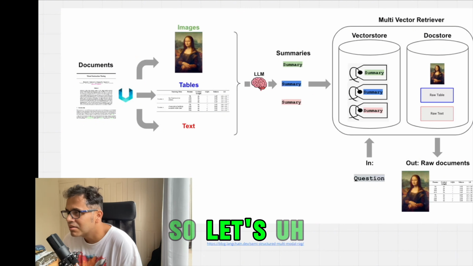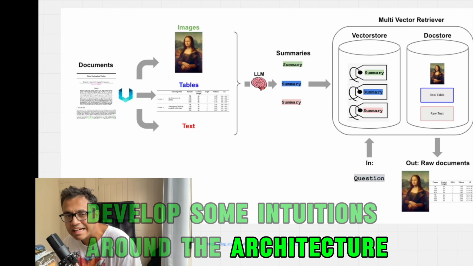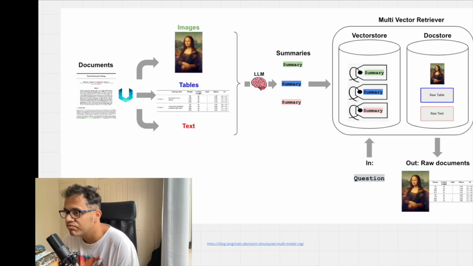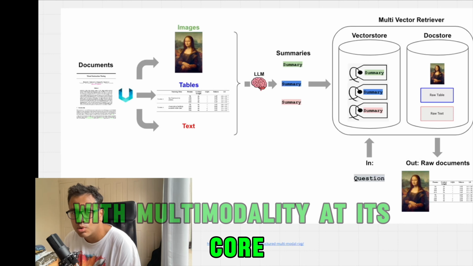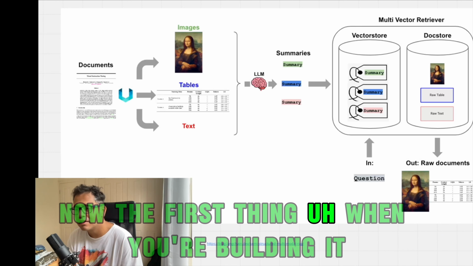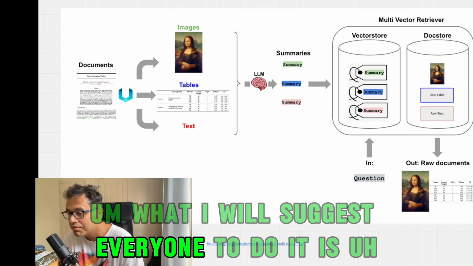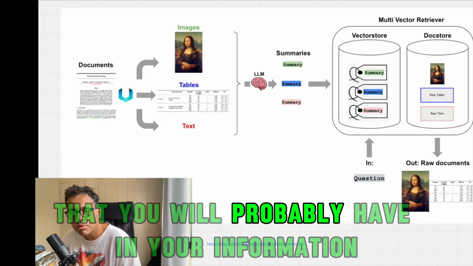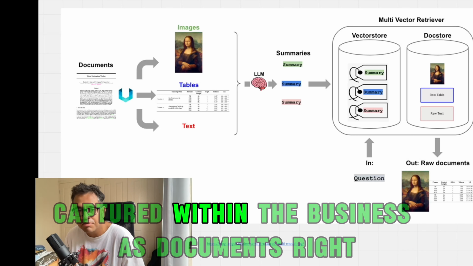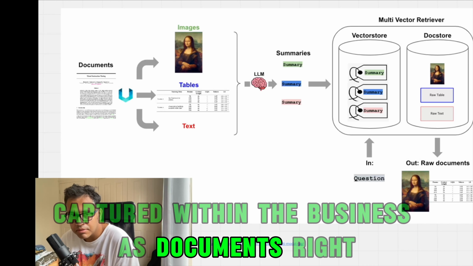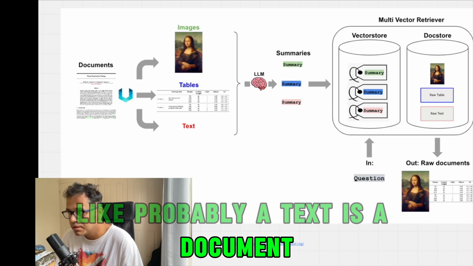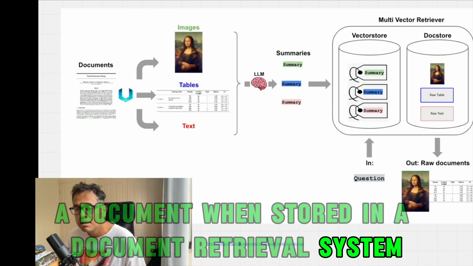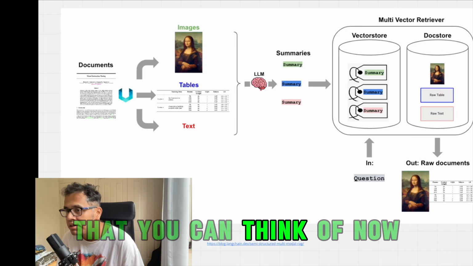Alrighty. So let's develop some intuitions around the architectural considerations that you will need when you are building a retrieval augmented generation system with multimodality at its core. Now, the first thing when you're building it, what I will suggest everyone do is just think of all the different modalities that you will probably have in your information capture within the business as documents, right? Probably a text is a document, an image is also a document, a video is also a document when it's stored in a document retrieval system, and same is with any other modality that you can think of.